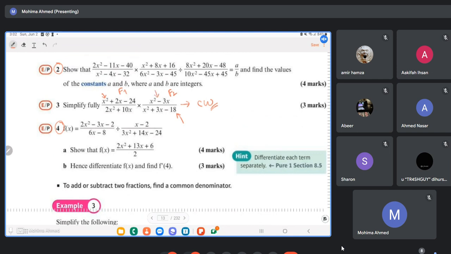And you can take common from this one, like x can be common, which will be x minus 3. And then again over here, you can take 2x common, it will be x plus 5. Right? And at the end, you have to cancel out some things and simplify the final fraction.